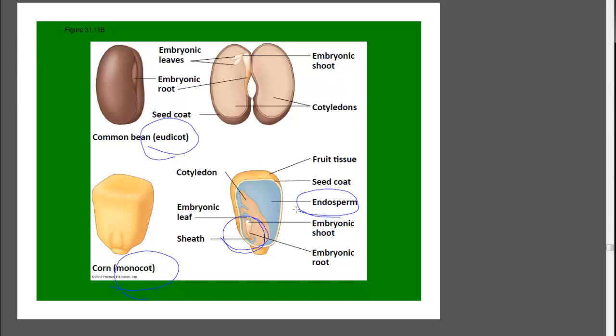Now, this endosperm is absolutely chock full of starch. This is how the plant stores starch for food for that embryonic leaf so that before it starts to photosynthesize, it can actually grow. In the dicot, we don't have endosperm. So the dicot, or the two cotyledons, two embryonic leaves, is a very, very different structure.